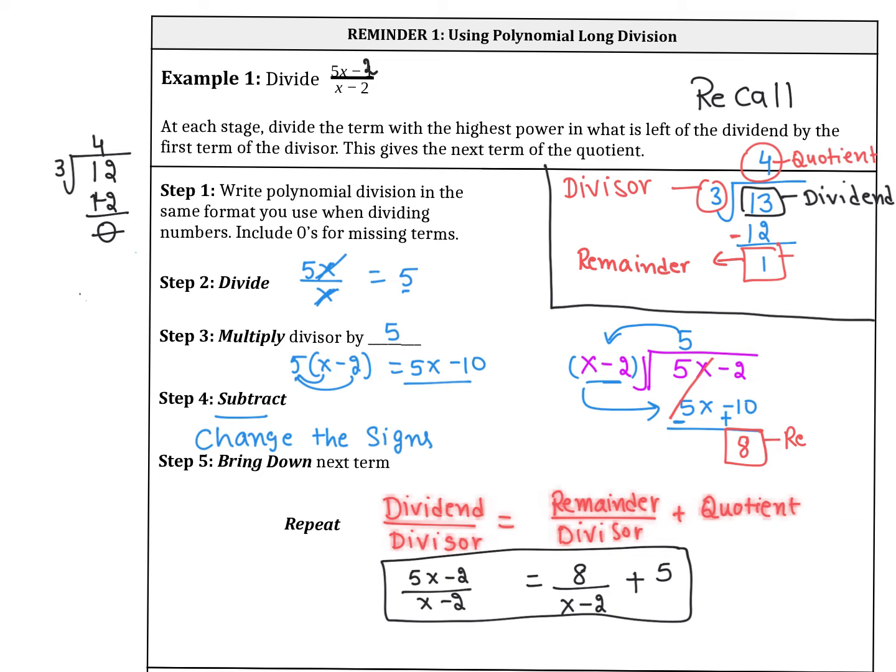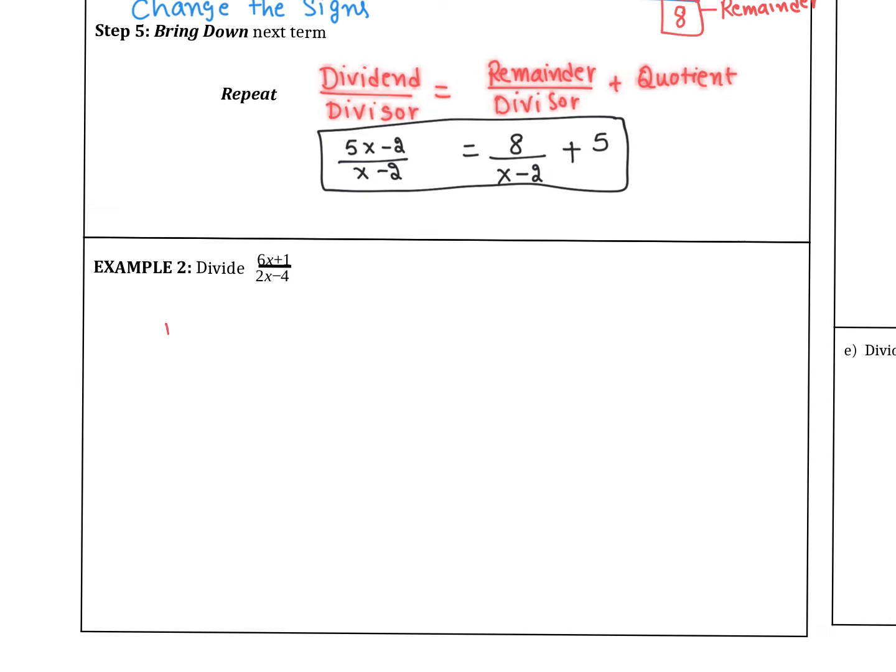So when you divide 5x minus 2 by x minus 2, what you're going to get is remainder over divisor plus quotient. So again, dividend divided by divisor, that is this expression, equals remainder over divisor plus quotient. So our dividend is going to be 6x plus 1. Our divisor is going to be 2x minus 4.